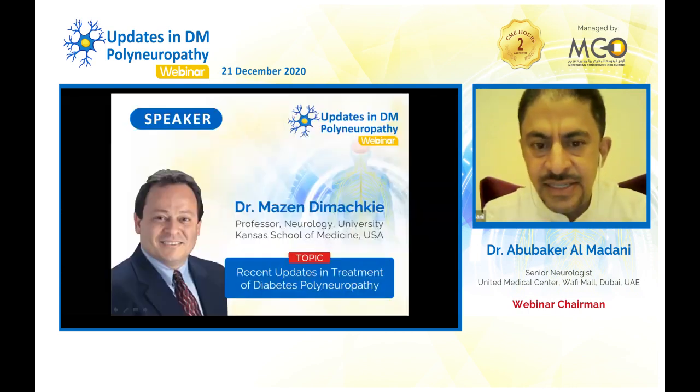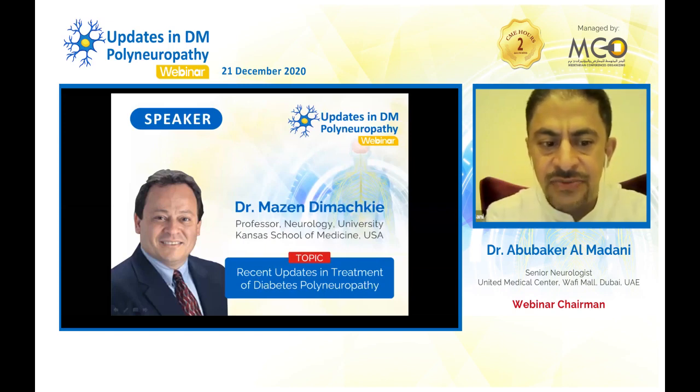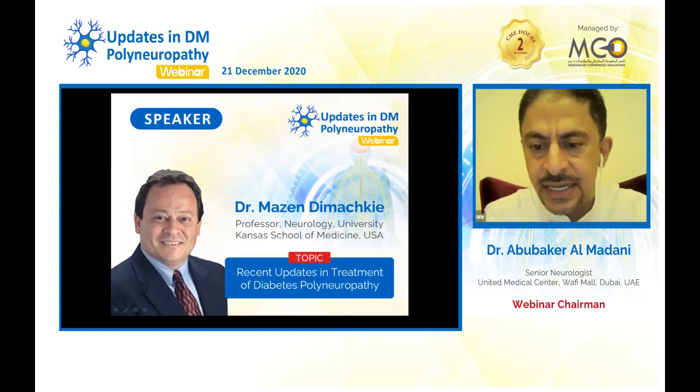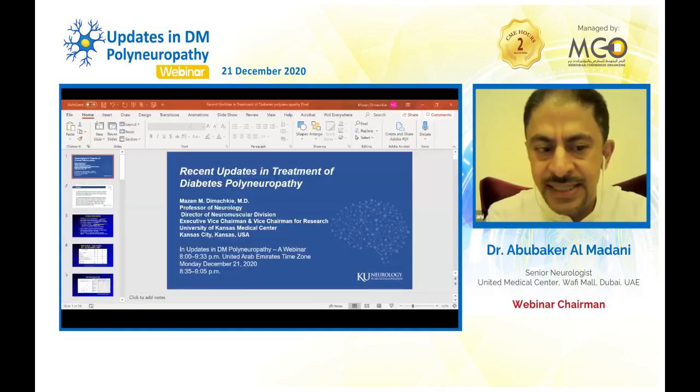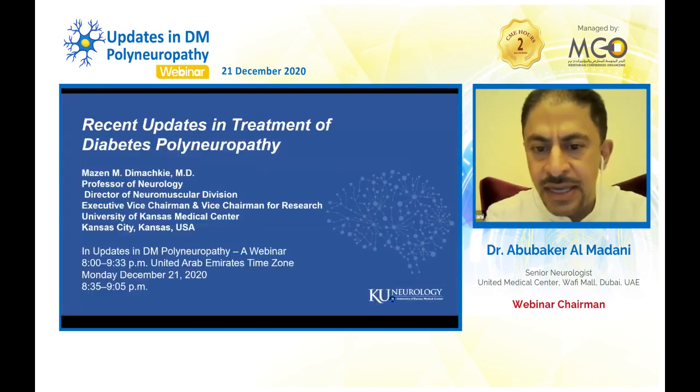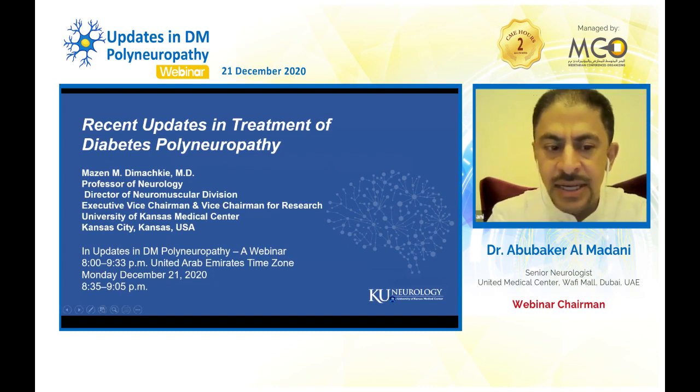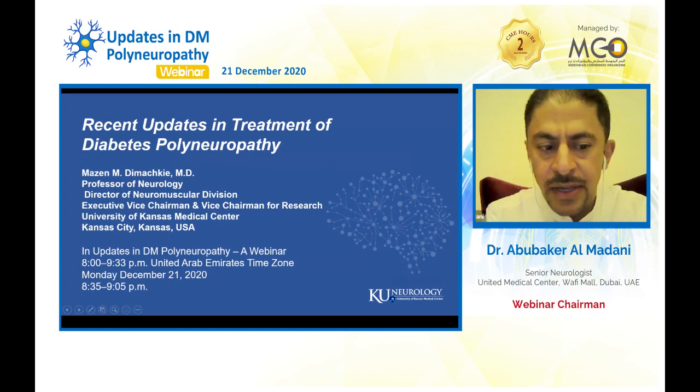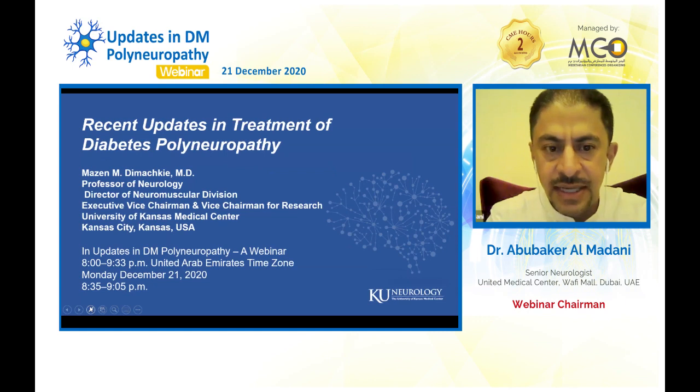Excellent topic, as expected. The next topic would be run by Dr. Mazen Dimashqi, who is a professor of neurology and director of the neurophysiology and neuromuscular department at the University of Kansas. He had his residency and fellowship in the States. He's a well-known author and co-author in many neuromuscular publications. His main research interests are ALS, neuropathy, myasthenia gravis, and myopathy.